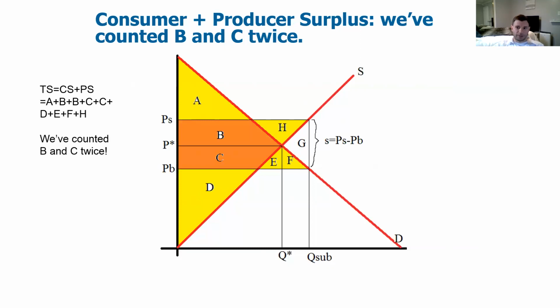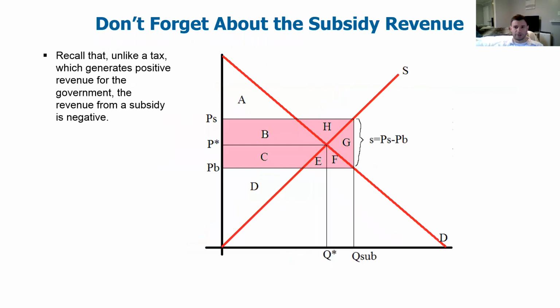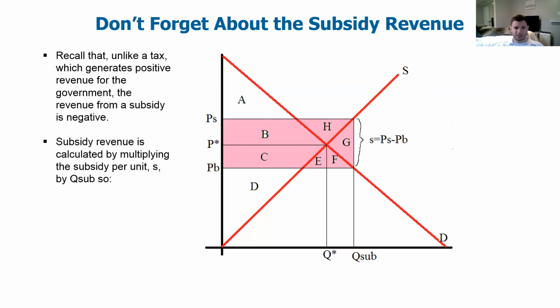So we're not going to forget about the subsidy revenue. Recall that unlike the tax, which is generating positive benefits for society, the revenue from the subsidy is taking away from that. And the amount it costs the government is just the size of the subsidy S times the number of units, which is Q sub. Okay, so that whole pink region there, B, C, H, E, F, G, that is the amount of money it costs the government to cause this improvement in each the producer and the consumer's economic pot.